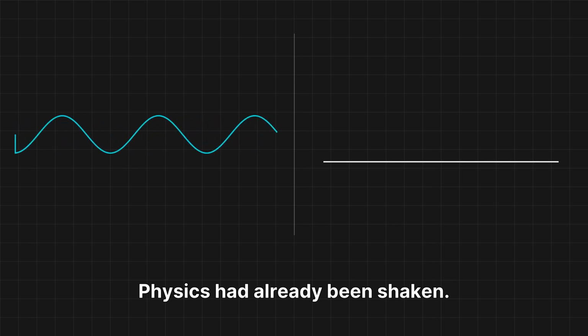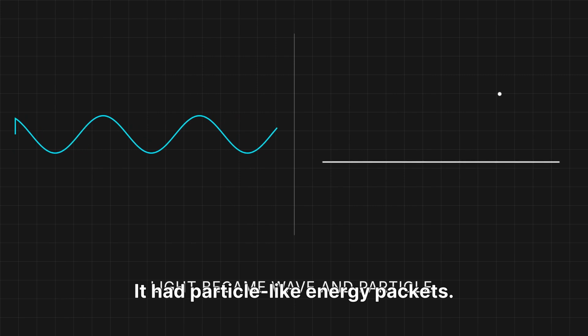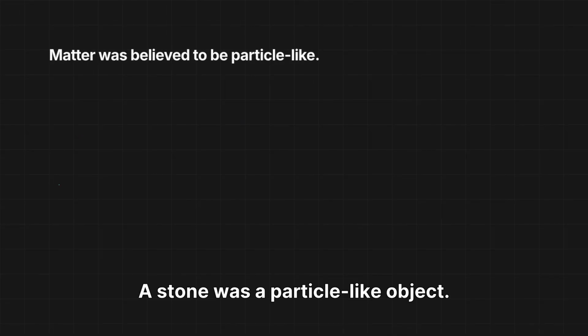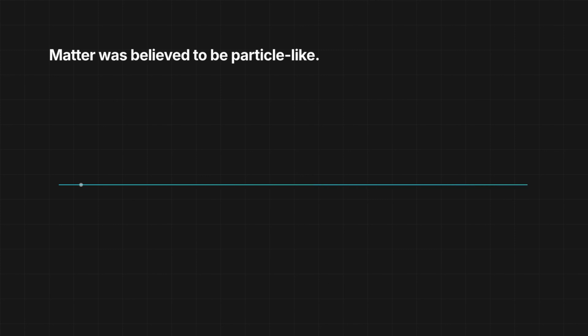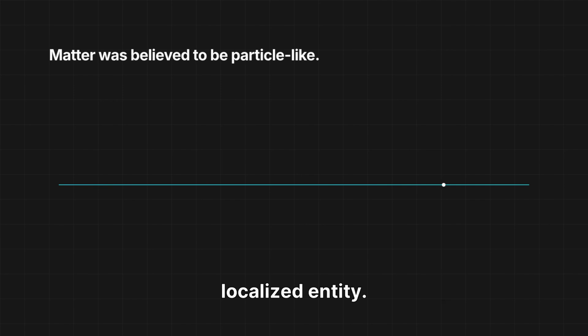Physics had already been shaken. Light was no longer a simple wave. It had particle-like energy packets, photons. But matter still seemed safe. A stone was a particle-like object. A ball had a path. An electron was imagined as a tiny, localized entity.